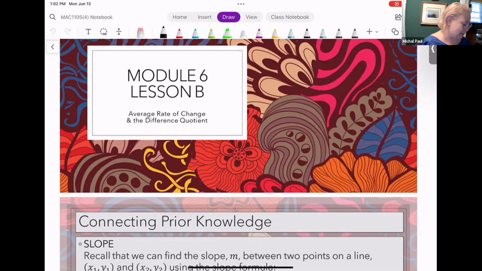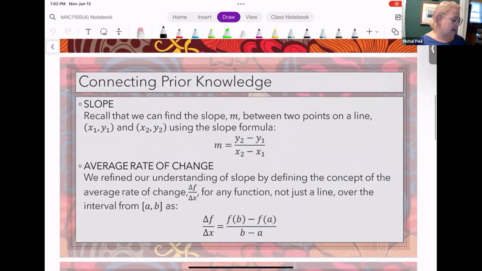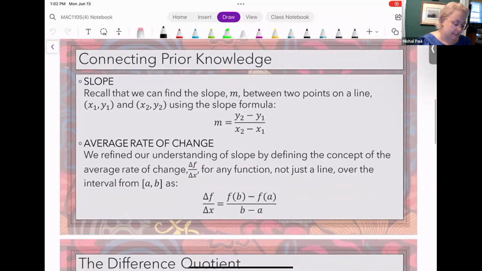Okay, so we are just going to connect some prior knowledge here. Slope can be used to find the rate at which a line is increasing or decreasing. So it's the tiltiness of a line, change in y over change in x. We have this little slope formula that we have used before, and it just is a difference in the y's over the difference in the x's. That's how we calculate our slope. Average rate of change works exactly the same way.